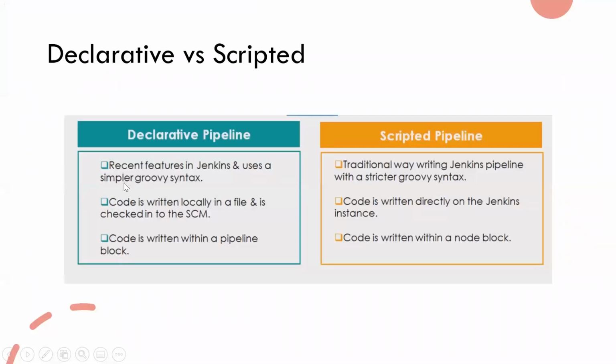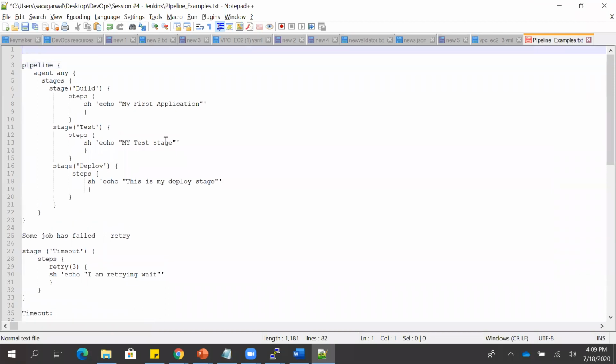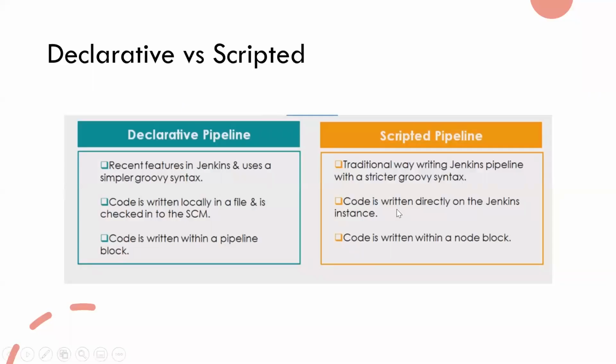The most used and one of my favorite is declarative, because it allows you to check in your file from SCM, from your GitHub repository also. You can write your file locally, put it in GitHub, and store it under the name Jenkinsfile, without any extension. You store the pipeline code in the Jenkinsfile and push it into GitHub. Whereas scripted pipeline does not allow you to do so. It allows you to write directly on the Jenkins instance itself.